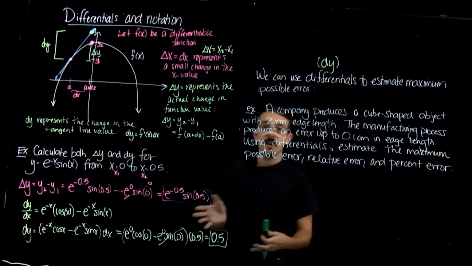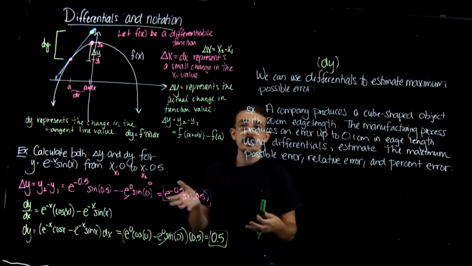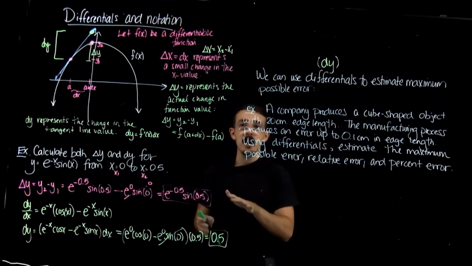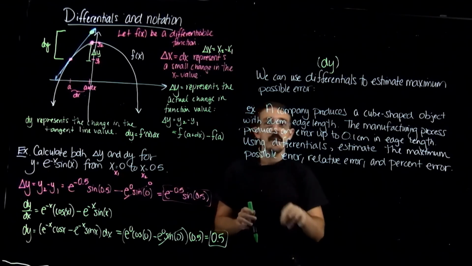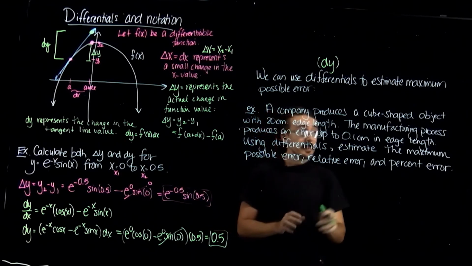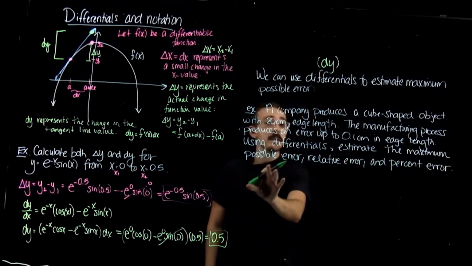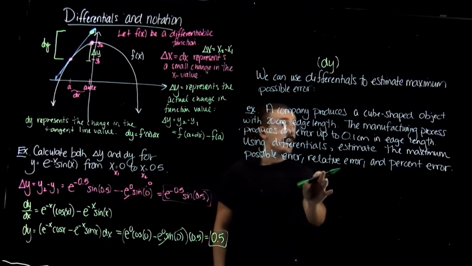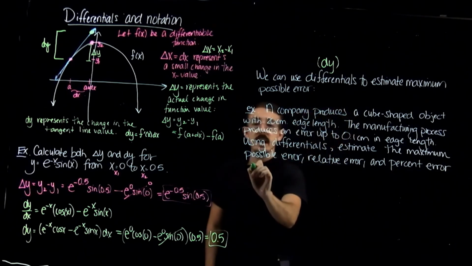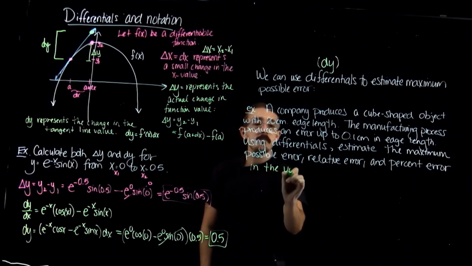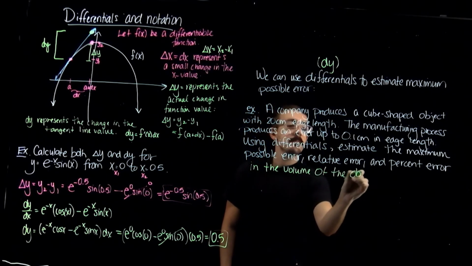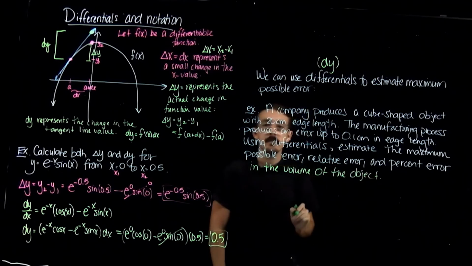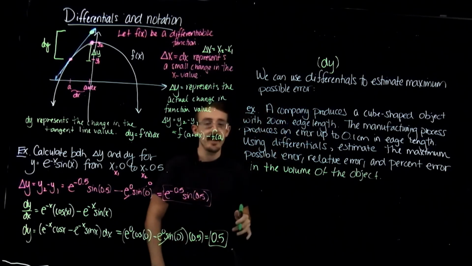So you're producing this object, there's some kind of error with the machine, so you could expect it to be off a little bit, somewhere up to 0.1 centimeters for each edge length. Using differentials, estimate the maximum possible error, relative error, and percent error in the volume of the object. I need to specify that, so I'm going to specify that.